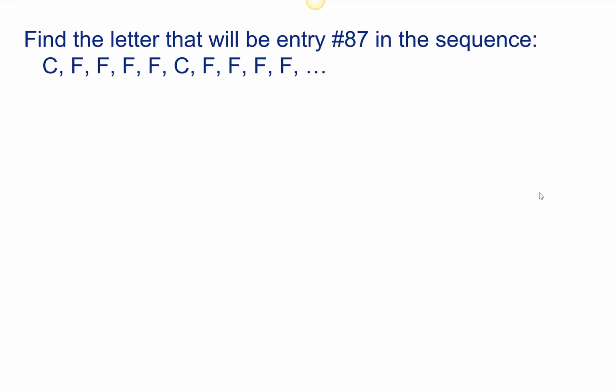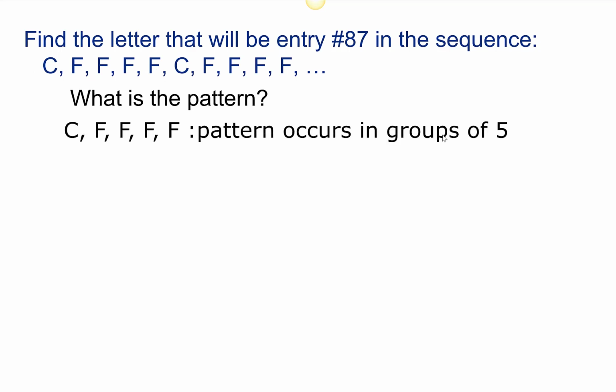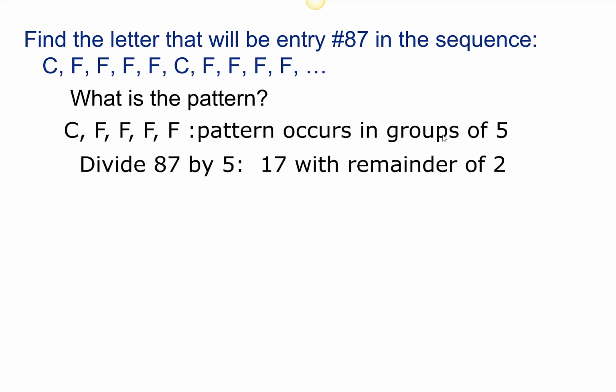Find the letter that would be entry 87 in this sequence. So again, you want to look at the pattern. And I notice here there's a pattern that repeats in 5s. C followed by 4 Fs. And so what I'm going to do is take 87 and divide by 5, and I get 17 repeats with a remainder of 2.